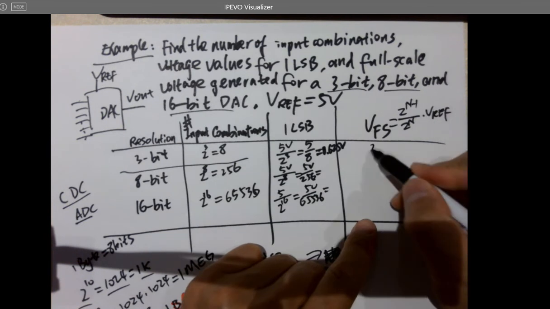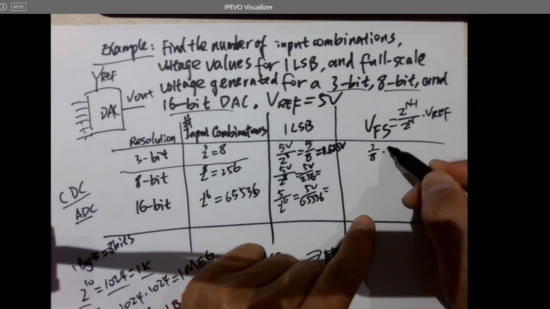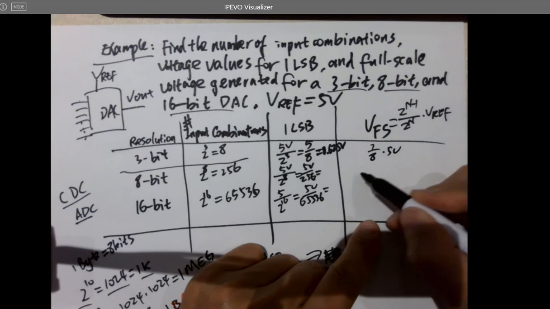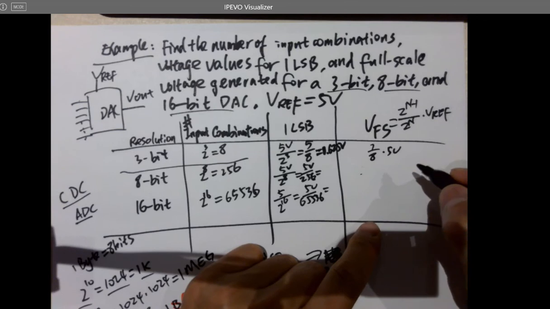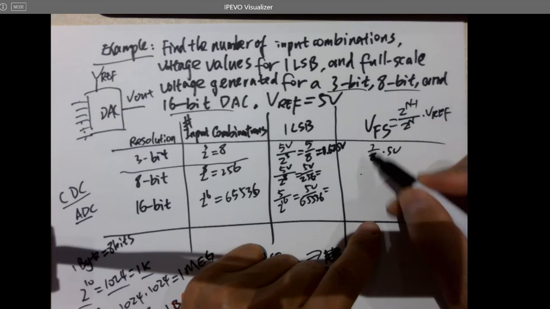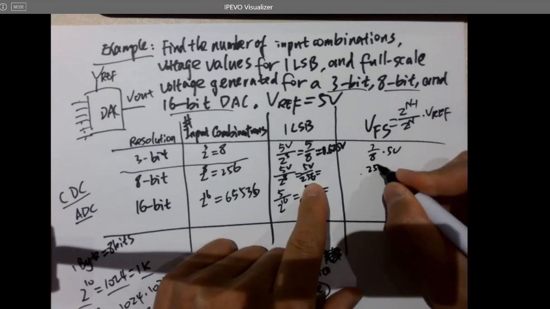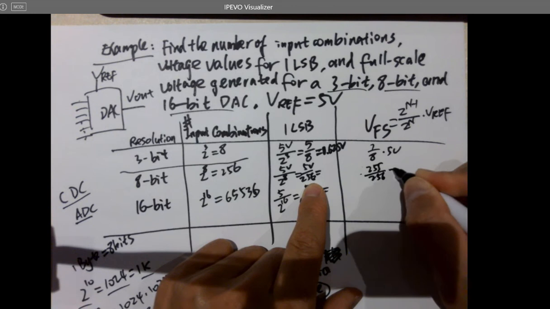So for this one, it's going to be 7 over 8 times 5 volts, right? Is that 7? Yeah, 7, this minus 1, right? So for this one it will be 255 over 256.